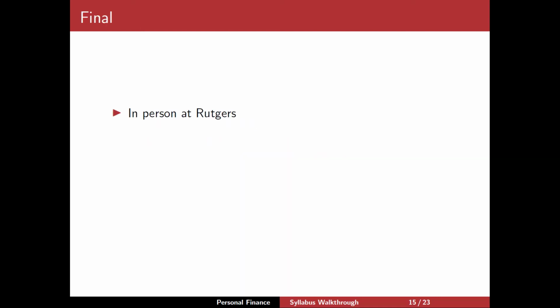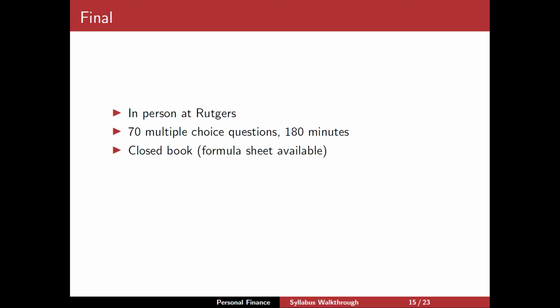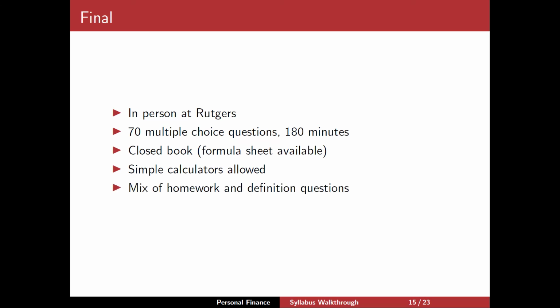Let's talk about the final. The final is going to be in person on campus at Rutgers. There are 70 multiple choice questions. You'll have 180 minutes to do those 70 questions. It's going to be closed book, although there'll be a formula sheet available, and simple calculators are allowed. The questions will be a mix of homework and definition questions.